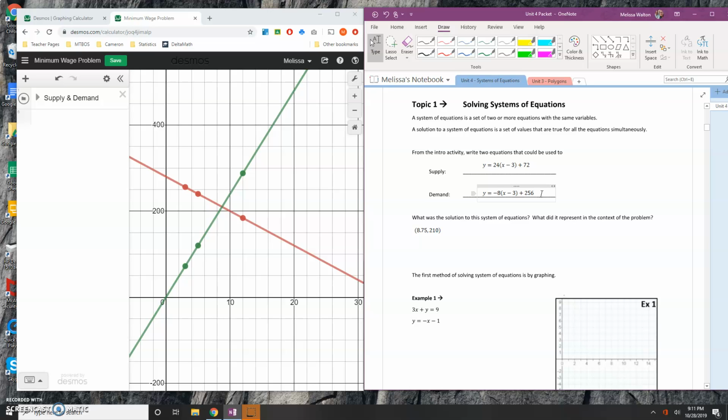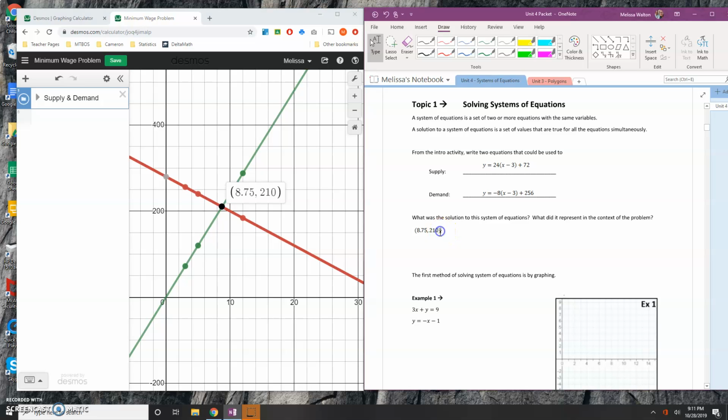Now, let's talk about what it means to be a solution to a system of equations. Well, a solution is any set of values that are true for all equations simultaneously. So we are looking for an x and a y value that are a part of both lines. And sure enough, when we graphed it and solved, we found that (8.75, 210) was a point that was on both our supply equation and our demand equation. It was perfect. It fit both.